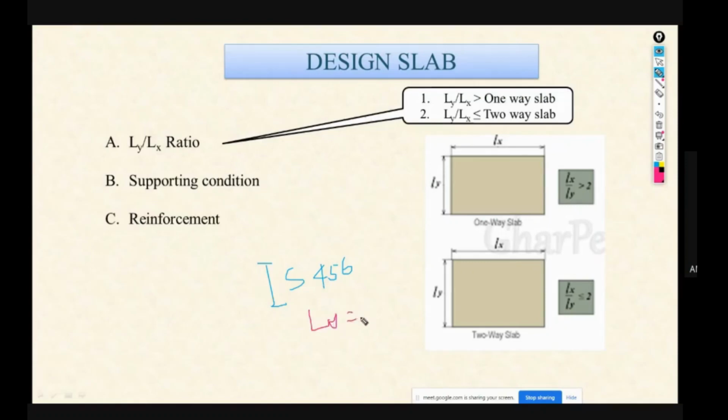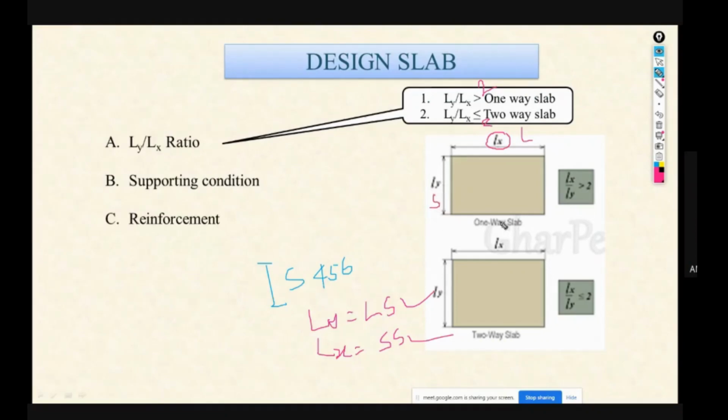Ly should be the longer span and Lx should be the shorter span. So if we consider Ly as the longer span, then Ly by Lx ratio greater than 2 is a one way slab, and Ly by Lx ratio less than or equal to 2 is a two way slab. But in this diagram, they have considered Lx as the longer span and Ly as the shorter span.